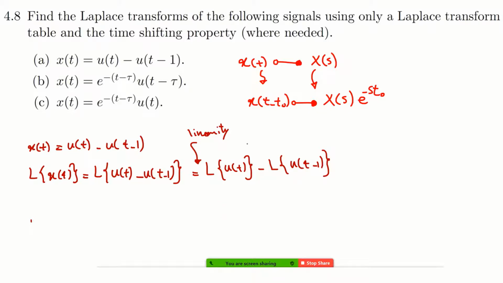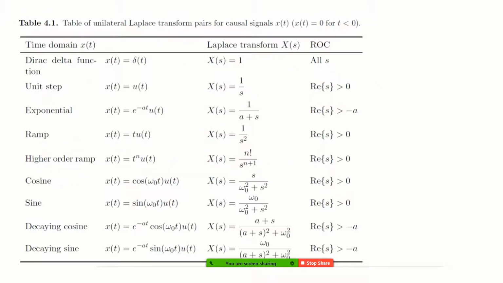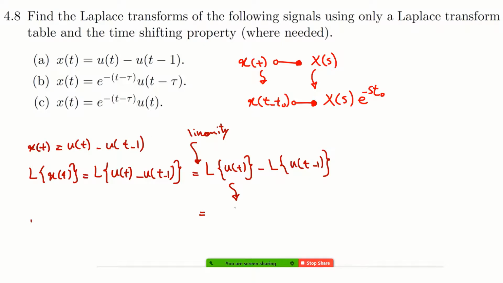So we already solved this and we found the Laplace transform for this. And even if I check the table here, you see when x equals u(t), its Laplace transform is 1 over s. All right, so that means we have 1 over s for the Laplace transform of u(t), minus, and now we have u(t minus 1). So I know the Laplace transform of u(t) is 1 over s.